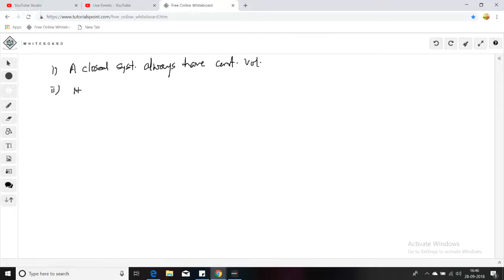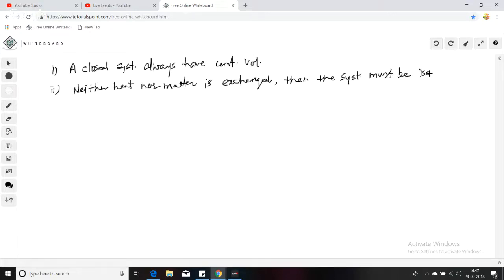Second one: neither heat nor matter is exchanged, then the system must be isolated. System must be isolated. Isolated system will be a closed system.